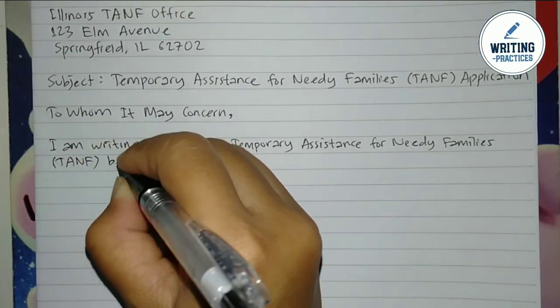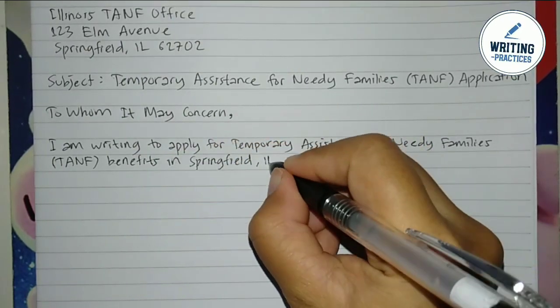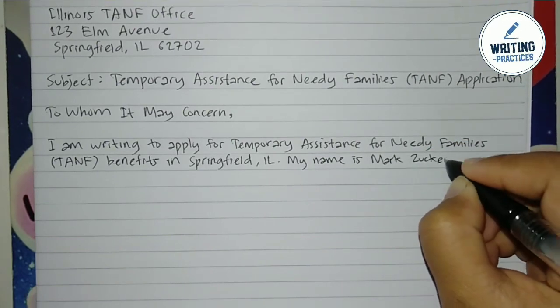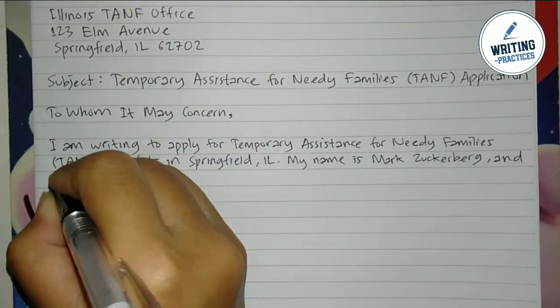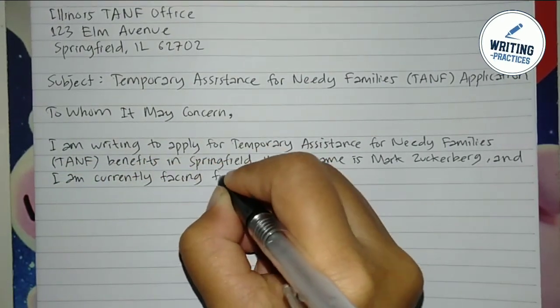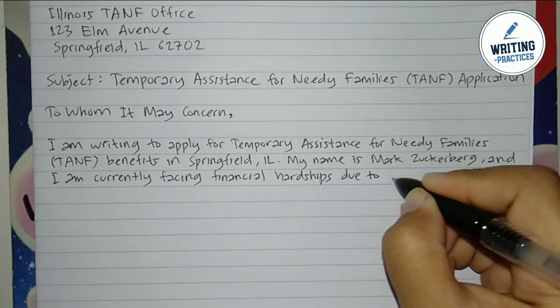And here is the example. I am writing to apply for Temporary Assistance for Needy Families, or TANF benefits in Springfield, Illinois. And then, do an introduction. Yes, you need to introduce yourself and provide your name, and mention the reason for seeking TANF benefits, such as recent job loss leading to financial hardship.